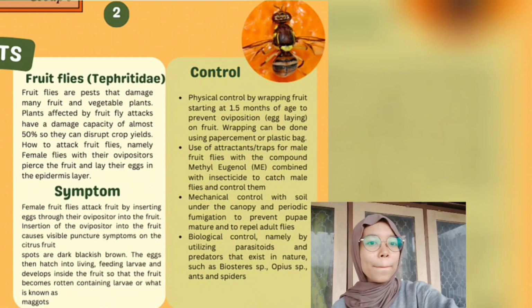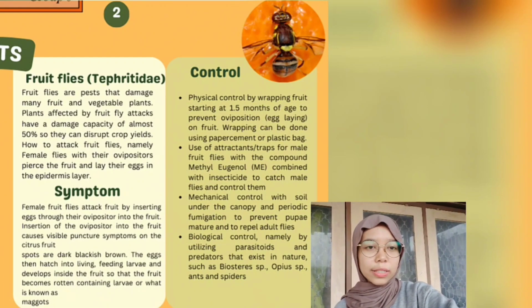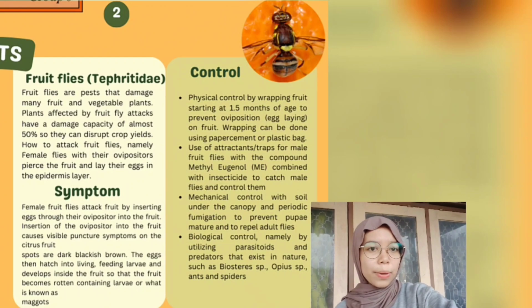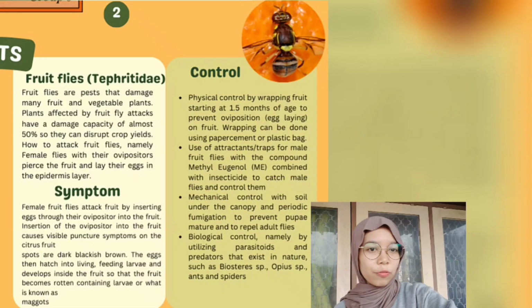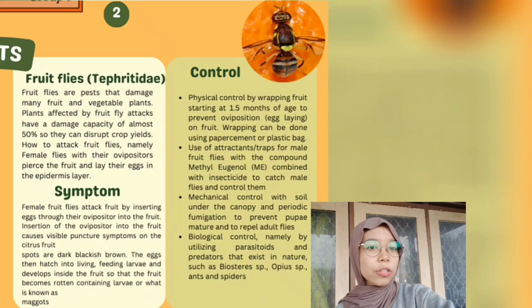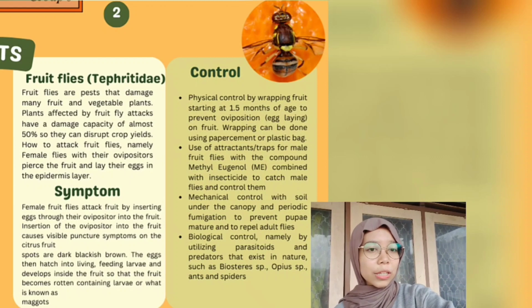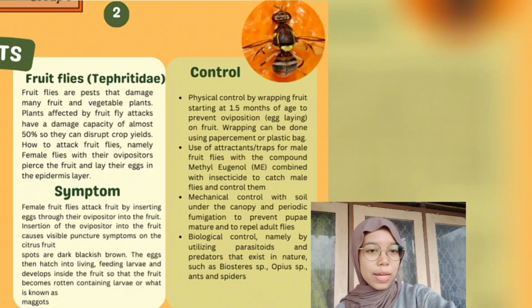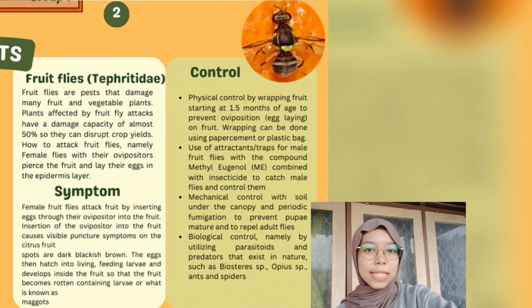Number 3. Mechanical control by tilling the soil under the canopy and periodic fumigation to prevent pupae from maturing and to repel adult flies. Number 4. Biological control, namely by utilizing parasitoids and predators that exist in nature such as Biosteres sp, Opius sp, ants, and spiders.